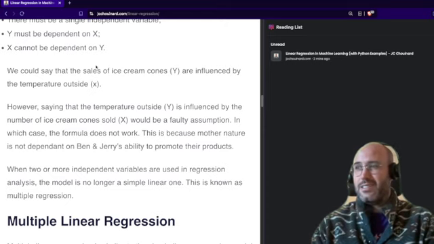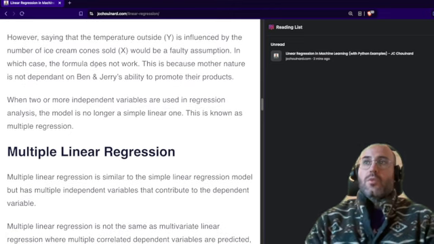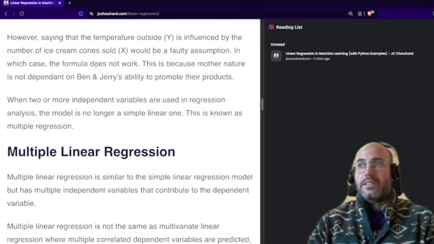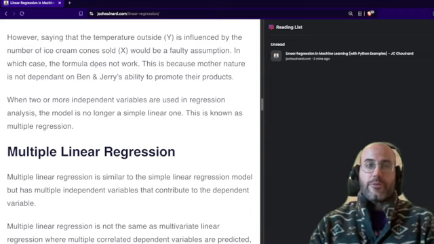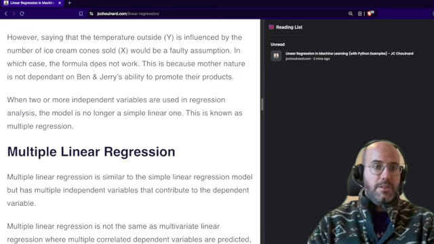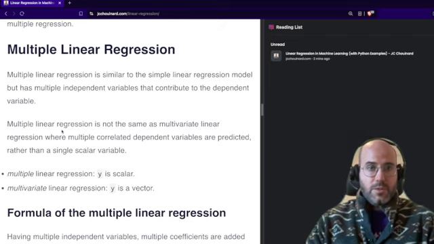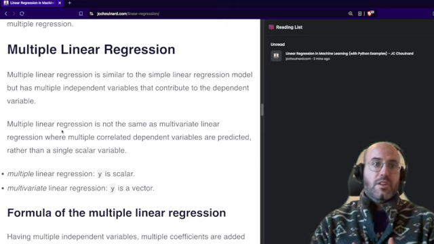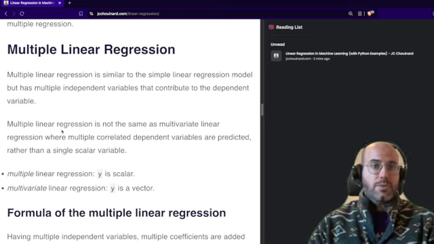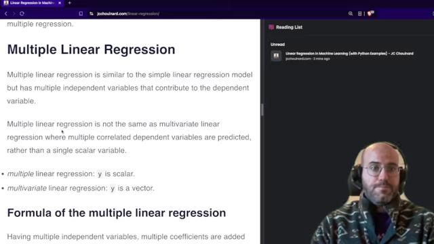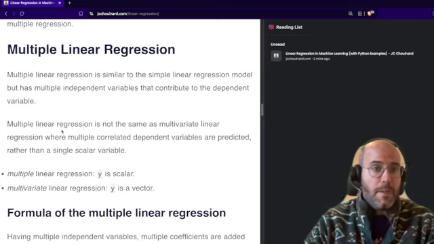Sometimes that line is a bit more blurry. When you have two or more independent variables, that's when we jump into that multiple linear regression I was talking about earlier. Multiple linear regression is similar to what we just learned, but it just has more independent variables that will contribute to the dependent variable. So you can have multiple features that will impact y.